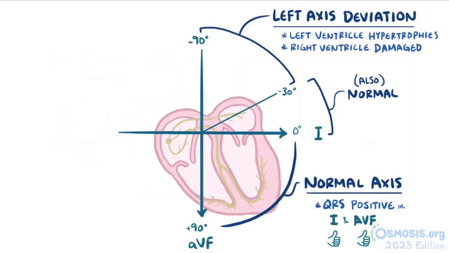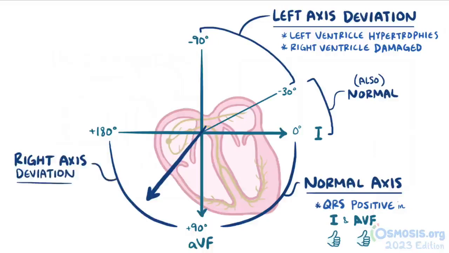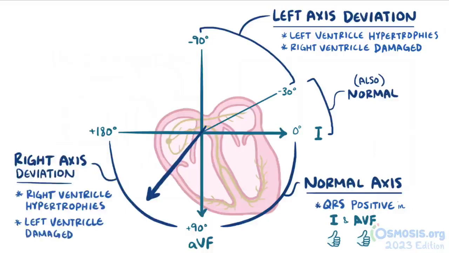tissue. If the opposite happens and the vector's negative in lead 1 and positive in AVF, then it's in this quadrant between plus 90 and plus 180 degrees, and we call that right axis deviation. That can happen when the right ventricle hypertrophies, or when the left ventricle is damaged and loses healthy tissue.